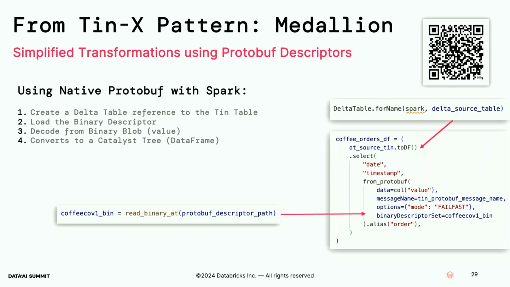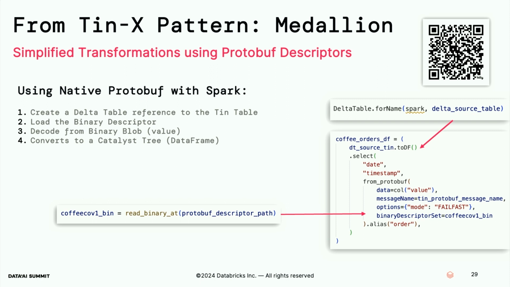In this case, the QR code will take you to a Jupyter notebook from last year that now has a bunch of stuff from Medallion Architecture. It's called the Hitchhiker's Guide to Delta Lake Streaming. Here we say we've got native protobuf. We know we're ingesting that from the client to the server and then into Kafka. So all we really need is a reference to a table, where our tin table is. We then need a binary descriptor.